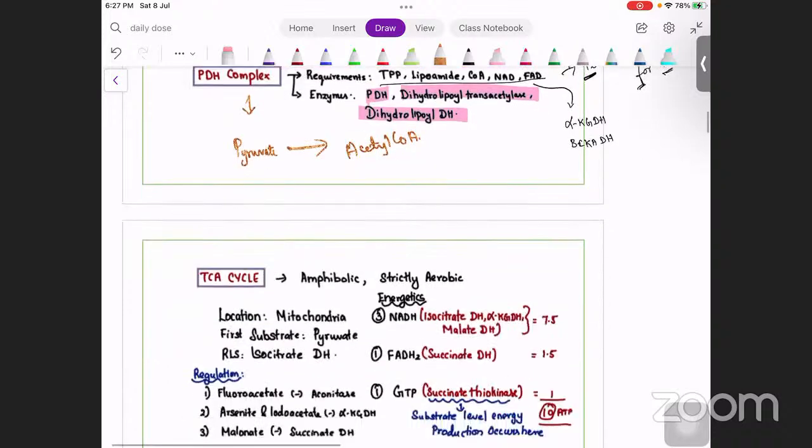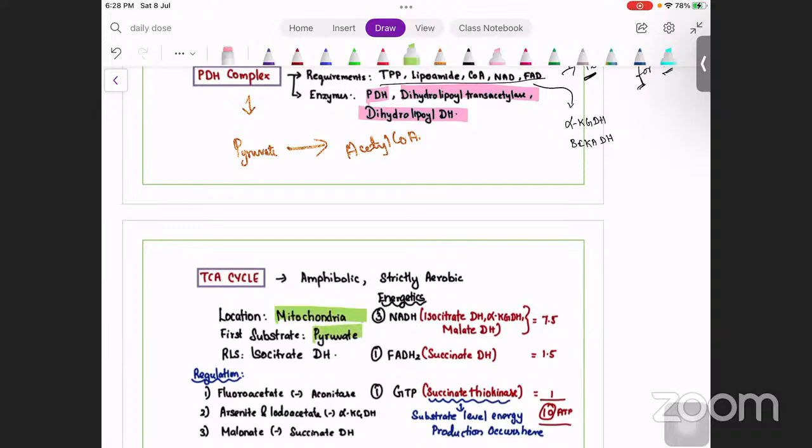And then this acetyl-CoA will enter into the mitochondria for the TCA cycle. So where is the TCA cycle happening? It is in the mitochondria. What is the first substrate for the TCA cycle? It is pyruvate or acetyl-CoA. Whatever you see in the option, you can mark it.